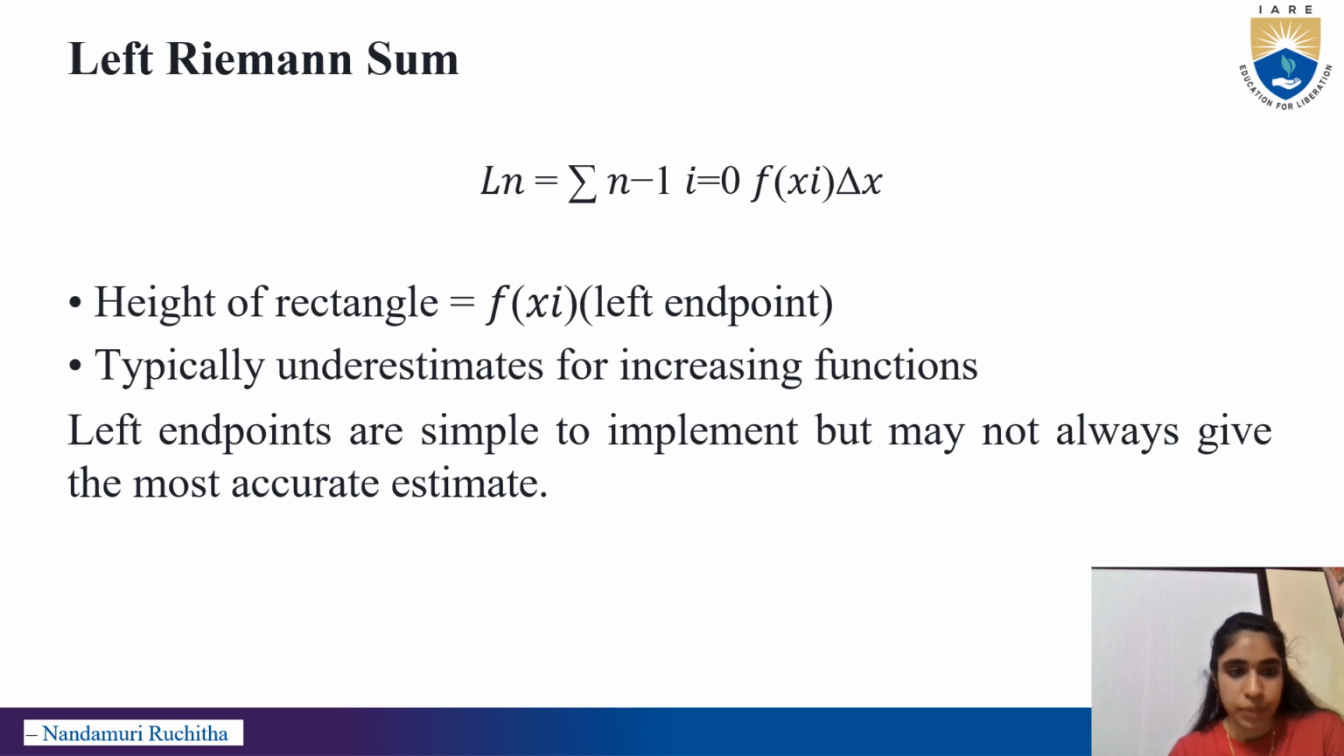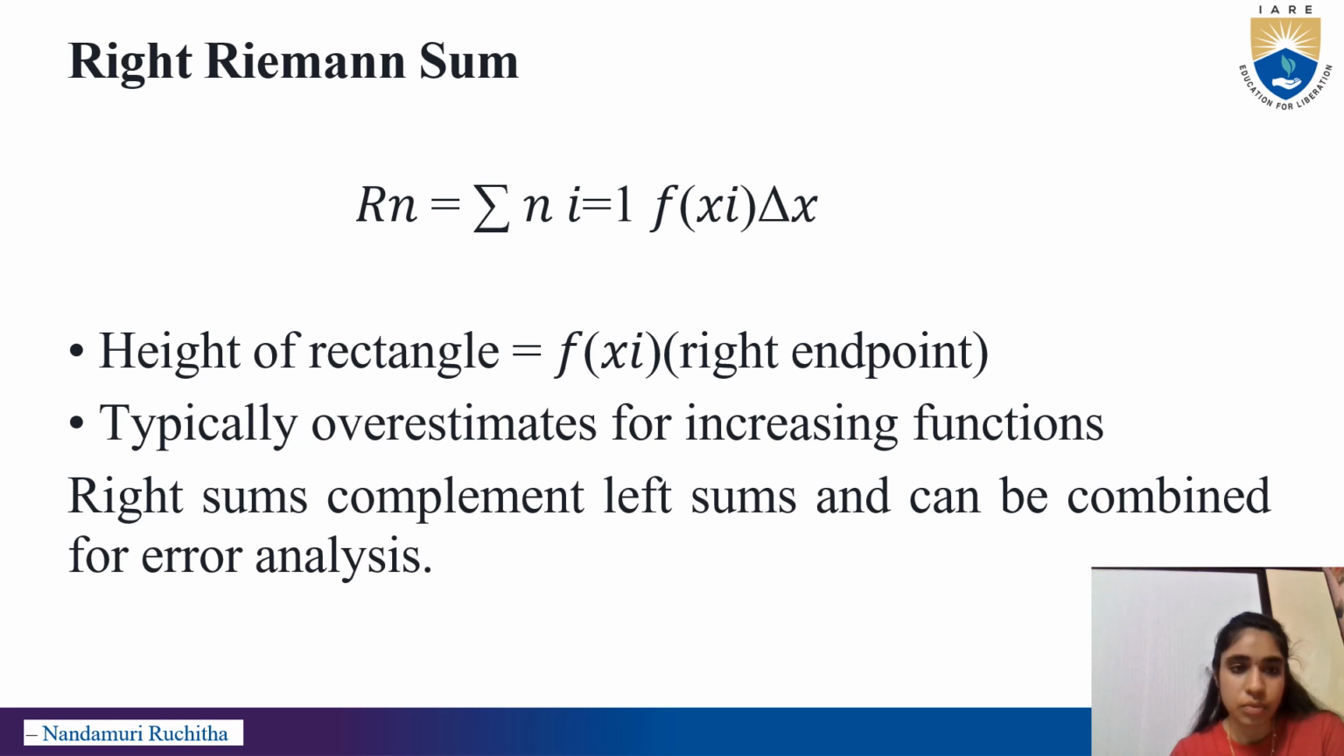Left Riemann sum. Height of rectangle is the left endpoint. Typically underestimates for increasing functions. Left endpoints are simple to implement but may not always give the most accurate estimate. Right Riemann sum. Height of rectangle is the right endpoint. Typically overestimates for increasing functions. Right sums complement left sums and can be combined for error analysis.